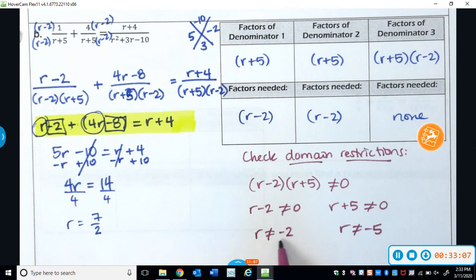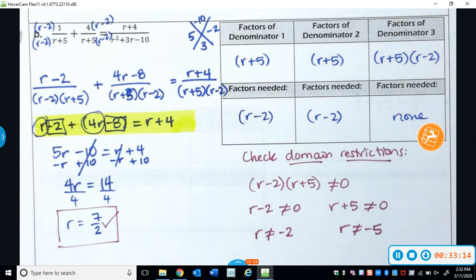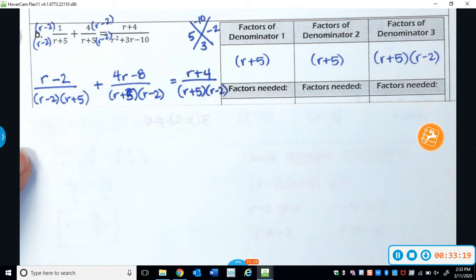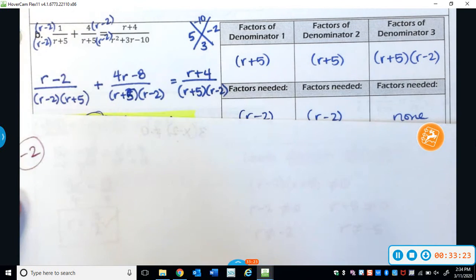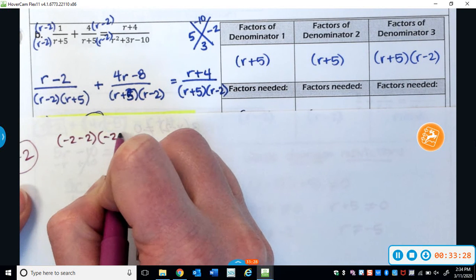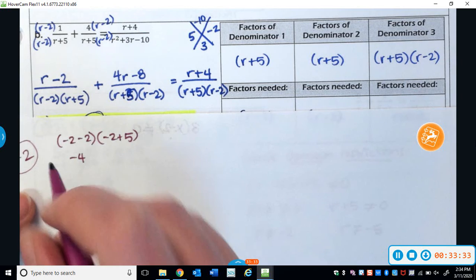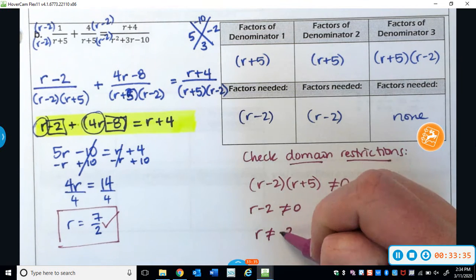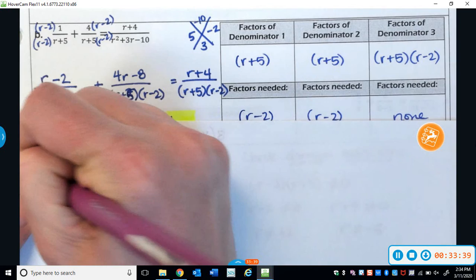Alright, so r is not allowed to equal negative 2 or negative 5, and my answer is neither one of those things, so it works. The reason why it's not allowed to be these two things is if I look back at the denominator here, if I were to check negative 2, when I replace these r's with a negative 2, and I simplify, I get negative, sorry, is that right? Sorry, that's supposed to be a positive 2. That's why it wasn't working out. Whoops. Okay, just kidding. So that's a positive 2.